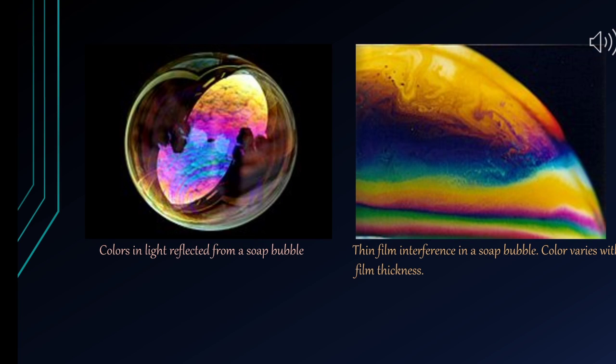These are some more examples of thin film. Colors in light reflected from a soap bubble, and on the right side is thin film interference in a soap bubble, where the colors vary with the film thickness. So when there is a change in thickness, the colors also change, right?